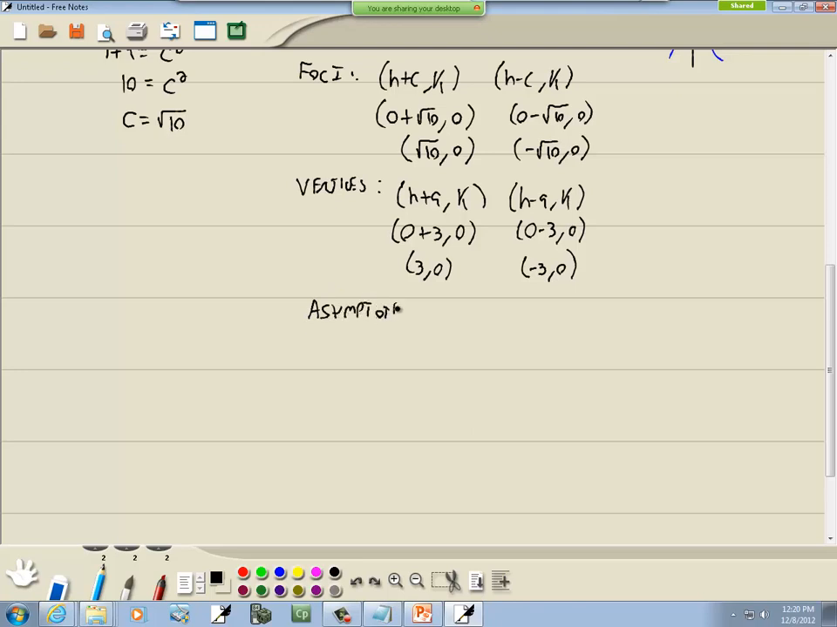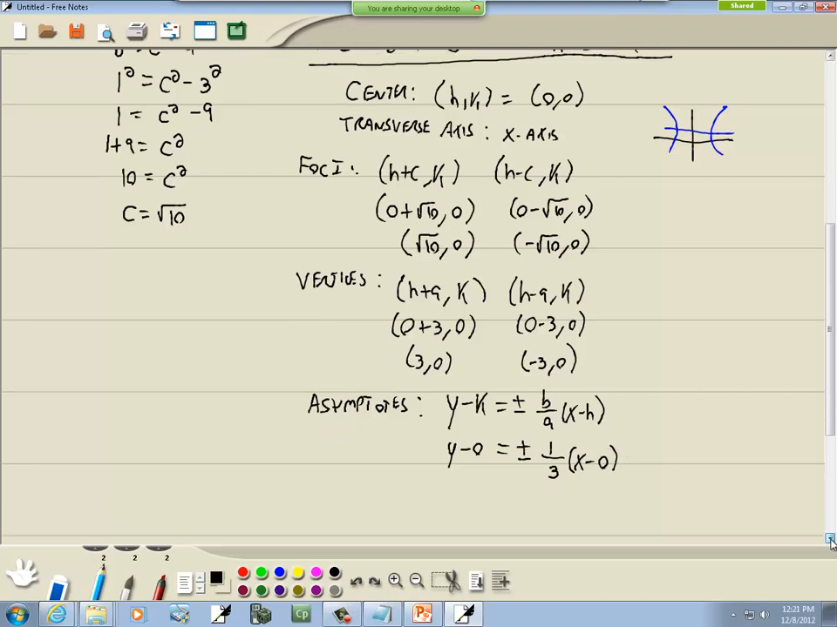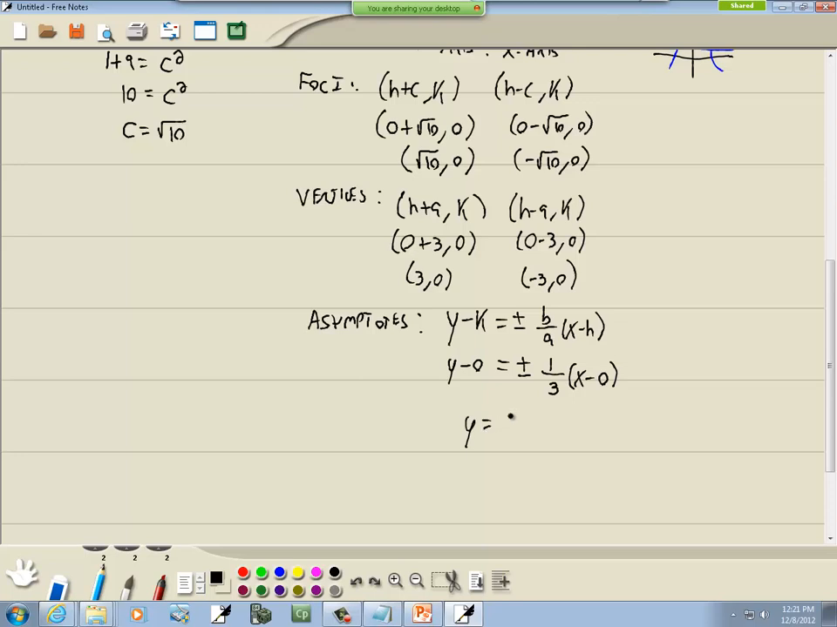Our asymptotes. The vertices, asymptotes, and the center, I think, are the important pieces. We've got y minus k is equal to plus or minus b over a times x minus h. Well, we said k was 0, b we said was 1, a we said was 3, and x minus h, which was 0. So our asymptotes are going to be y is equal to plus or minus 1/3 x. Those zeros drop away.